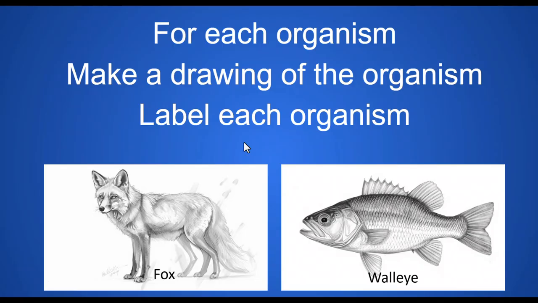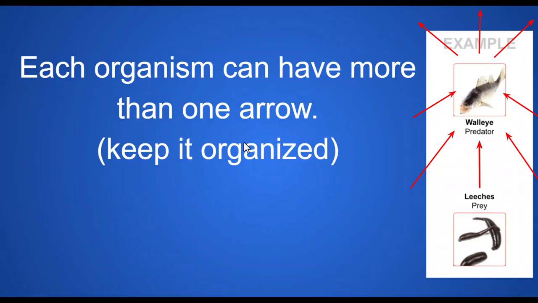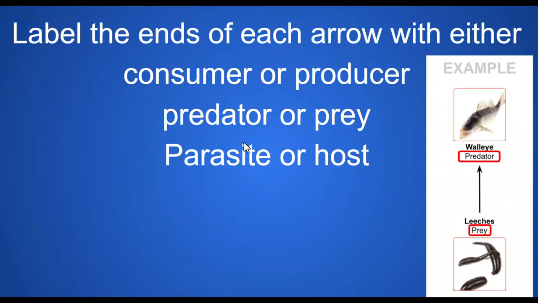For each organism, you're going to want to make a drawing of the organism, and then you're going to want to label each organism. Draw arrows between the organisms showing the transfer of energy from one organism to another. Each organism can have more than one arrow, so make sure you keep it organized. Label the ends of each arrow with either consumer or producer, predator or prey, or parasite or host.